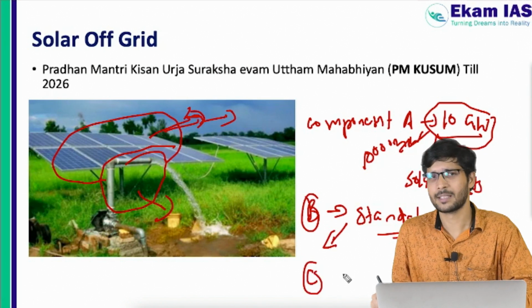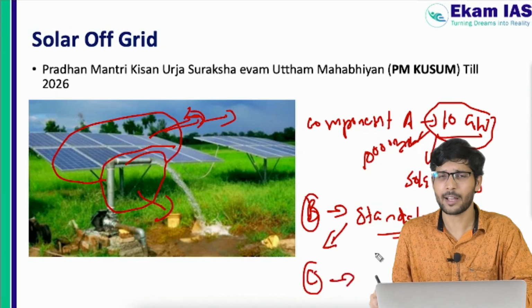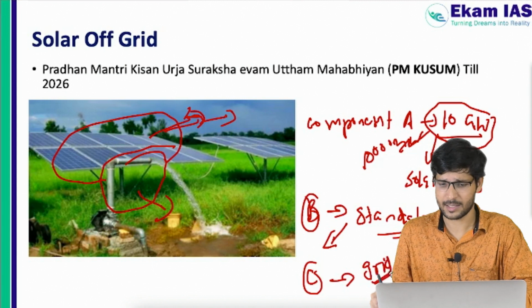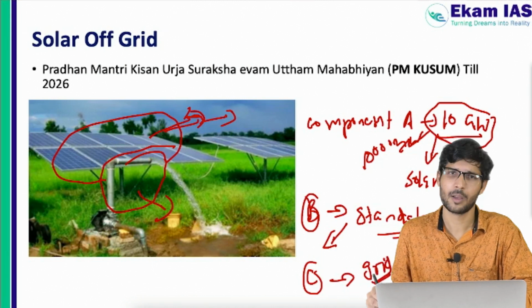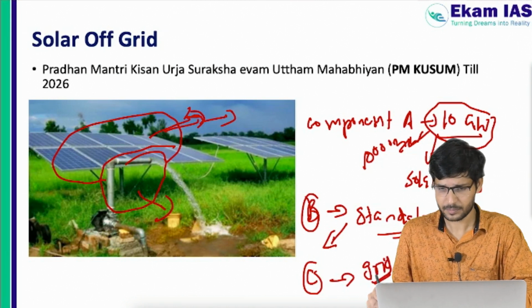Then third, C. That is, component C is related to the fact that there are already people running agriculture pumps. So there are already pumps. So how are they using the pumps? They are using the pumps with the electricity produced from the grids. So the grid is supplying electricity to the existing pumps.